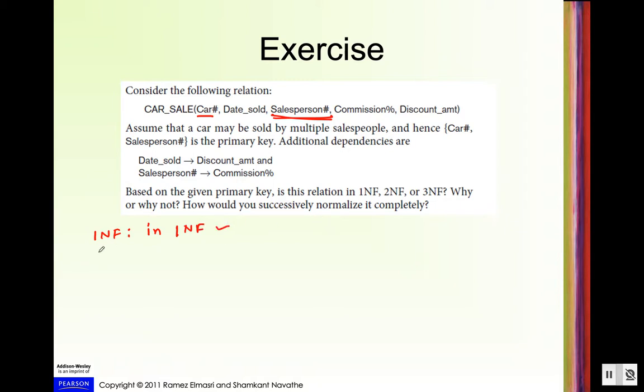Now let's test for second normal form. This relation has a primary key of car number and salesperson. The primary key contains two attributes, so we have to test whether there is a violation of second normal form. I have to find out whether any non-key attribute is partially dependent on the primary key.